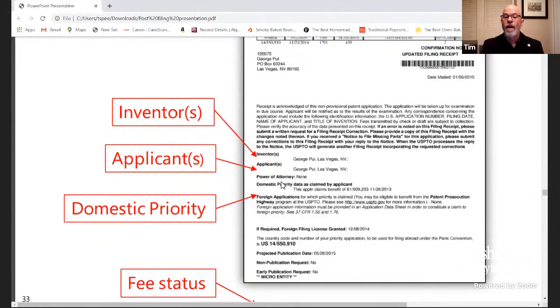It'll tell you whether or not a power of attorney has been appointed. If there is, that's the person that the patent office will correspond with and conduct the examination with. And then you have your priority claimed here. This is domestic priority.